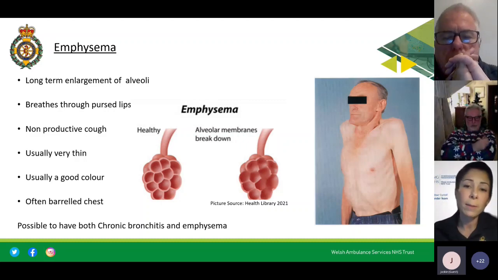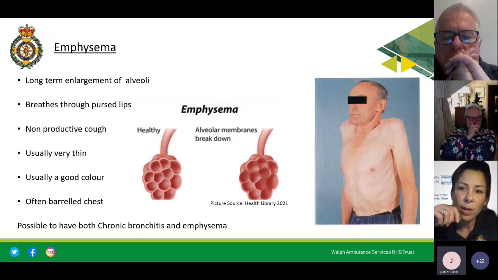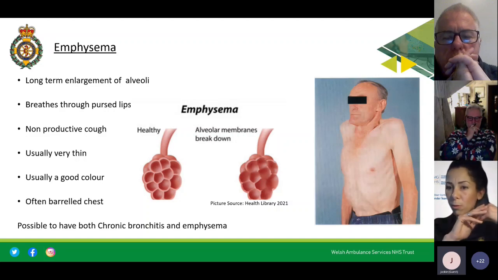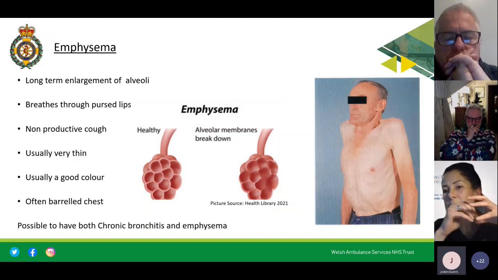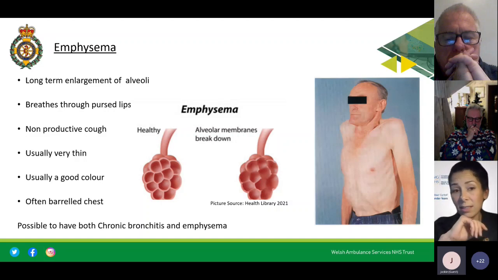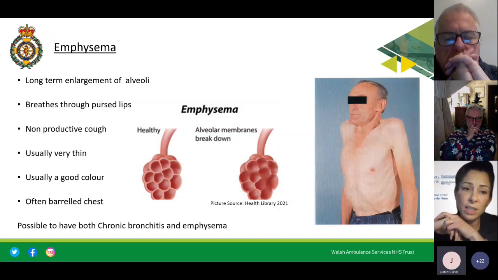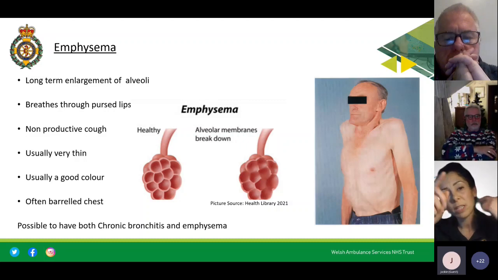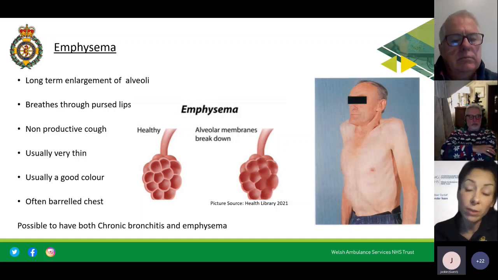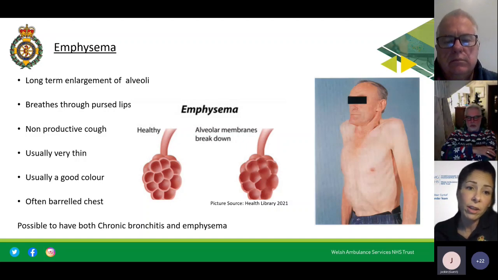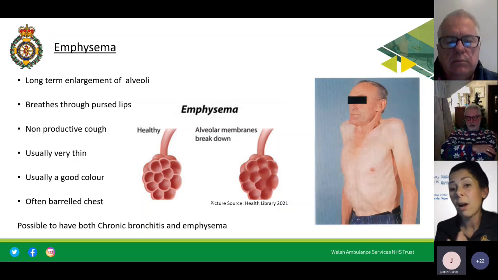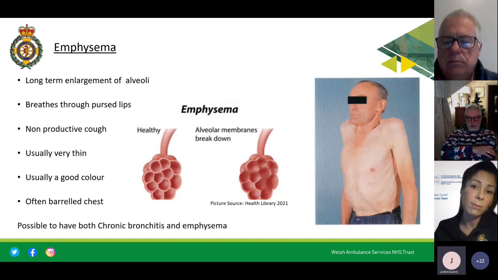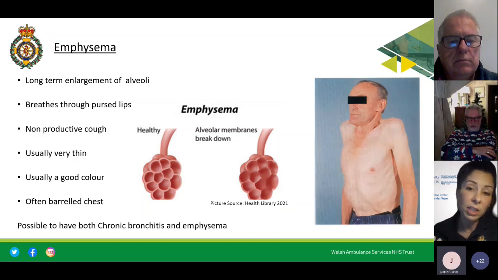If you can imagine somebody blowing up a balloon over and over and over again, eventually the balloon will never go back to how it was before it was blown up, and it'll always keep some air in it. A similar situation happens with an emphysema patient, so they find it very difficult to get all of that air out of their lungs when they're breathing. And once those alveoli are damaged, they can't be repaired. They don't repair themselves. So that's it. Once they're damaged, it's very difficult for them to have that gas exchange happen.